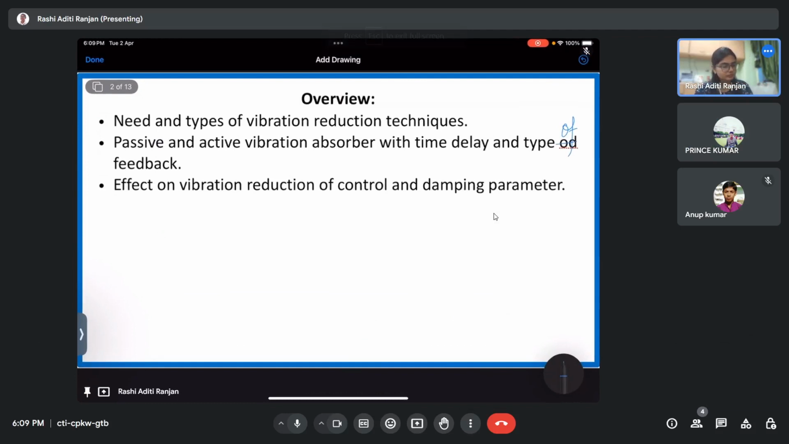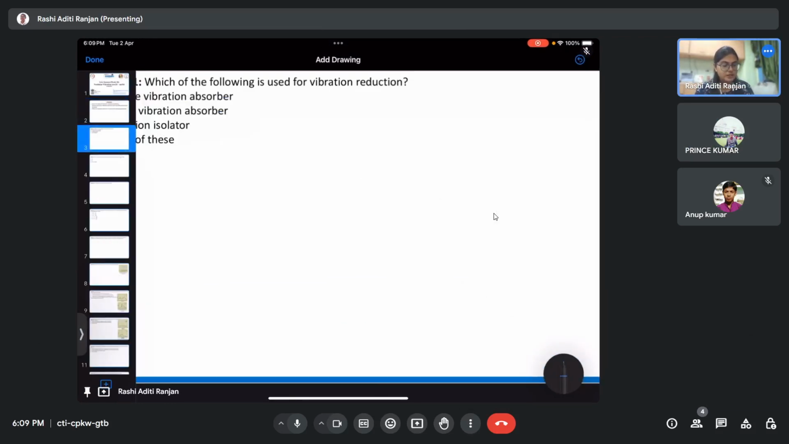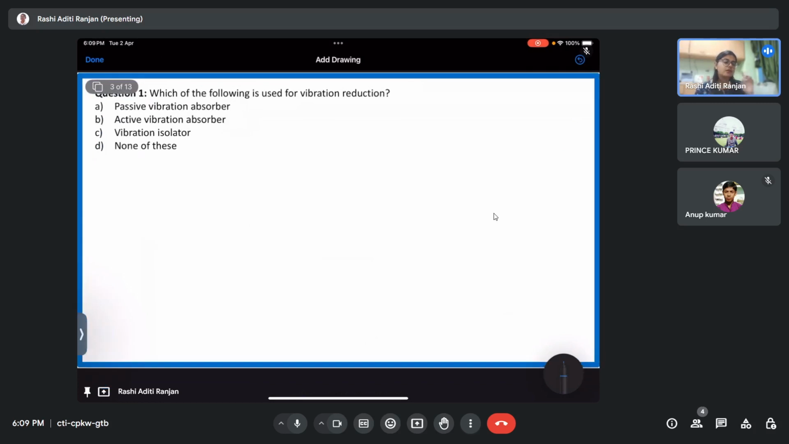Now I'll come to the questions. Question number one: which of the following is used for vibration reduction? Firstly, we'll have to understand what the types of vibration reduction are.